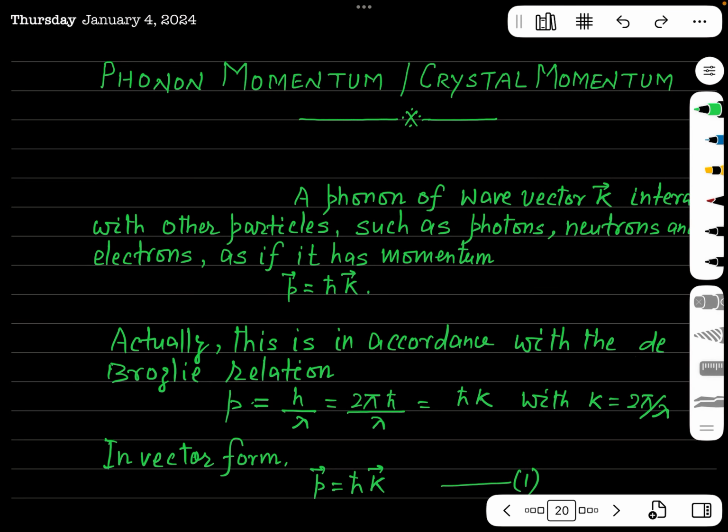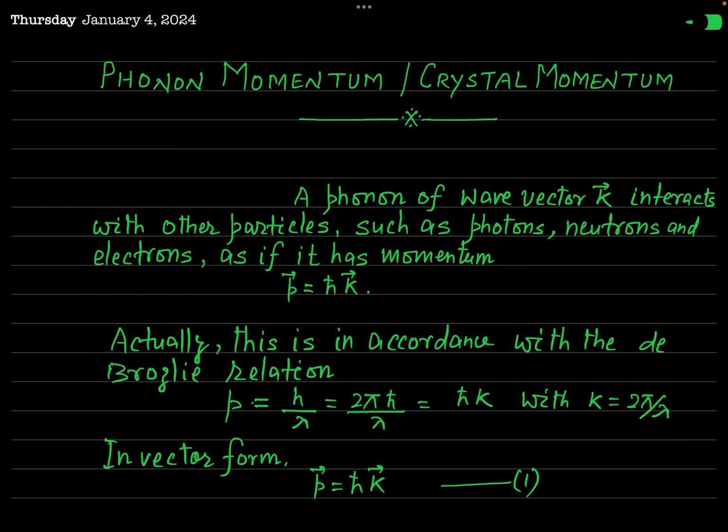In the previous lecture on phonon, we have seen that phonons are the quantum or particle of lattice vibration, or you can say these are the quantum of elastic waves. Just like photons are the quantum of electromagnetic wave, in a similar manner phonons are the particles which are the building block of elastic waves.